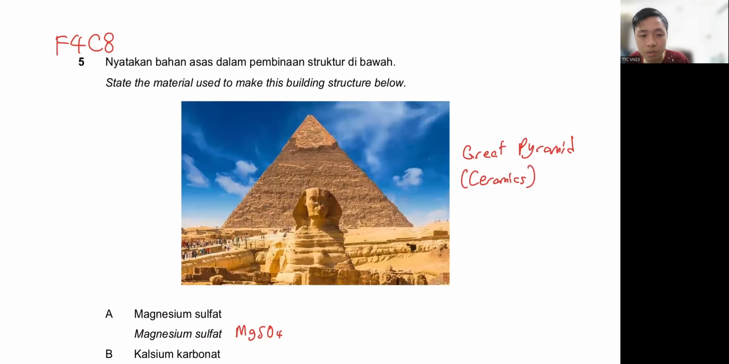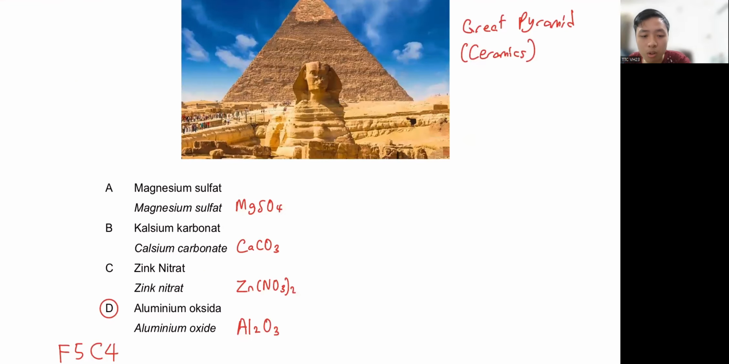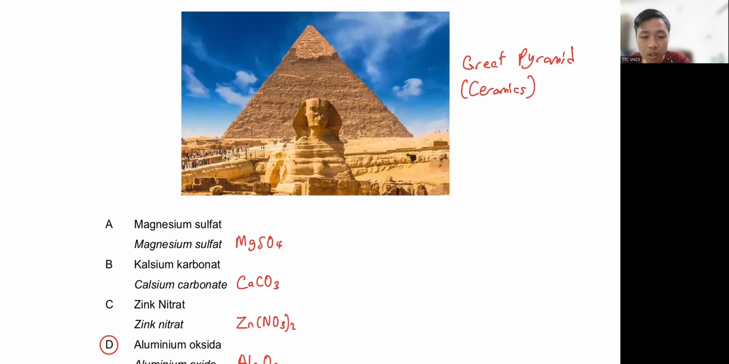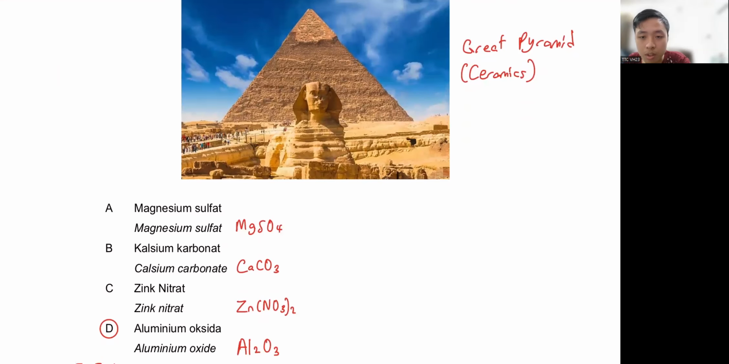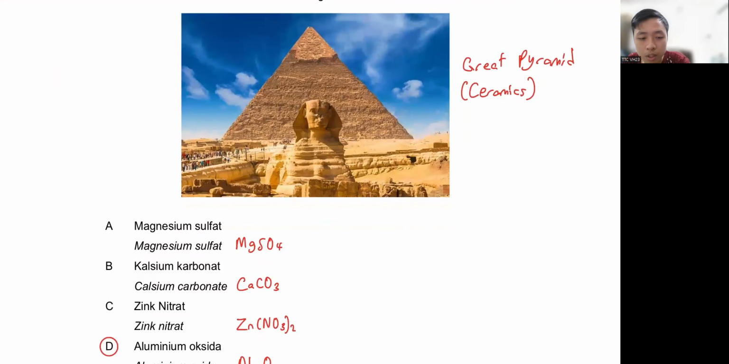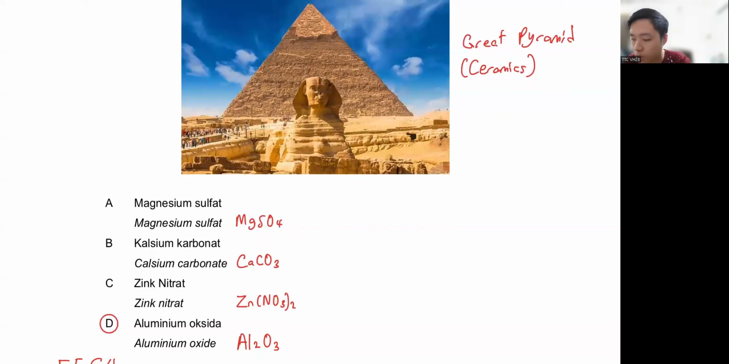Question 5 is D. The grid of this pyramid, actually, these are made out of ceramic, from Form 4 chapter 8. Even I think your textbook mentioned one. Made out of, remember, aluminum oxide. Ceramic contains this aluminum oxide, or if you don't remember, like clay or aluminosilicate.